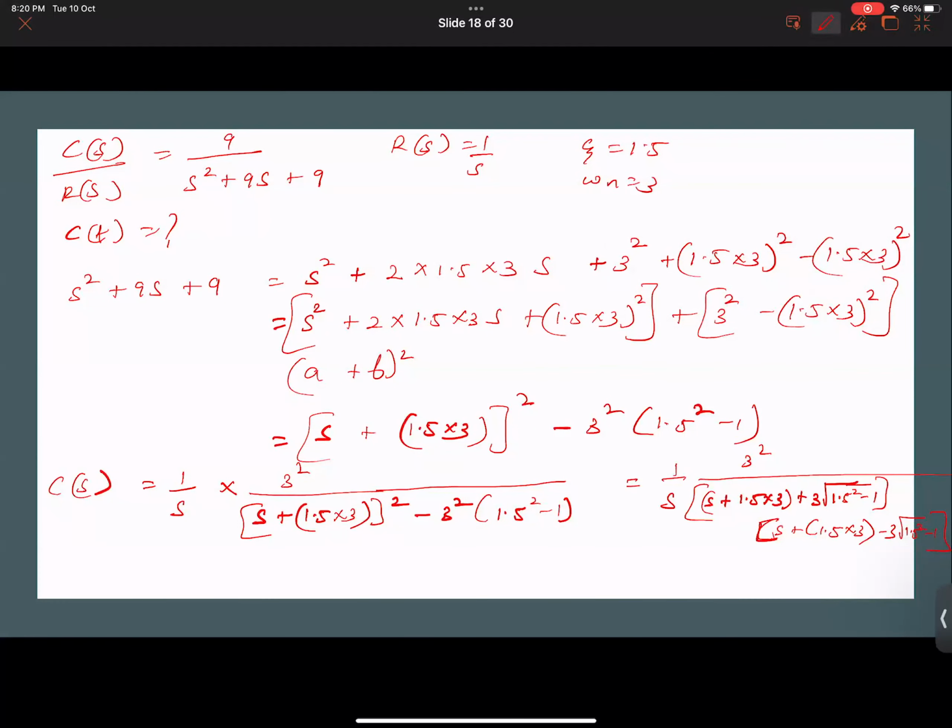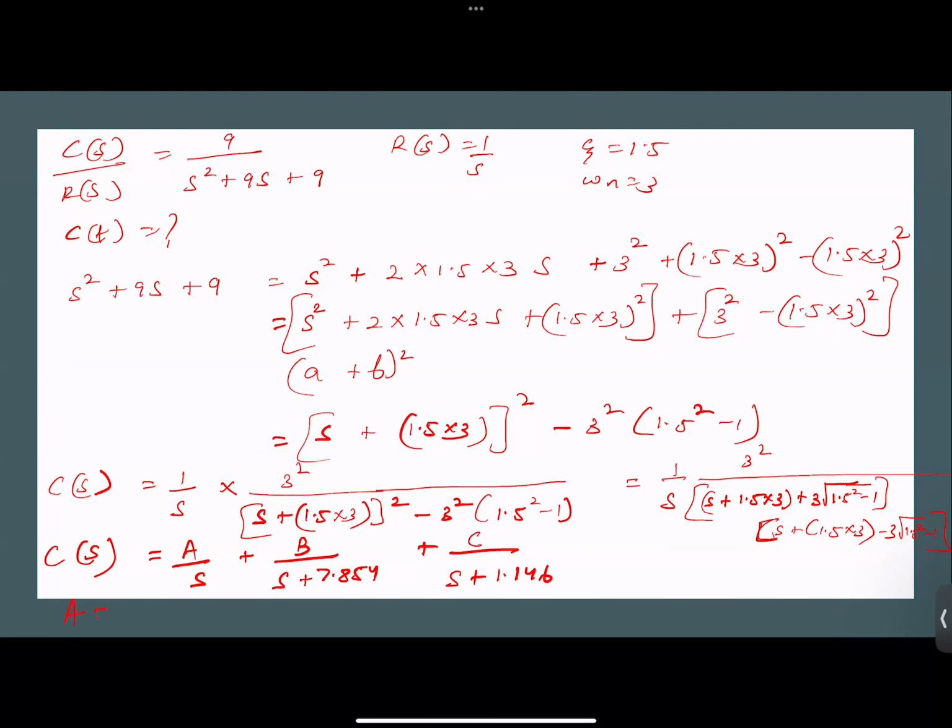Why did we do this? Now we can find out partial fractions. How do we find out partial fractions? You write it in this form. A by S plus B by, so just calculate the values and you get S plus 7.854 and C by S plus 1.146. Okay, so C of S is equal to this. Now just find out A, B, C.